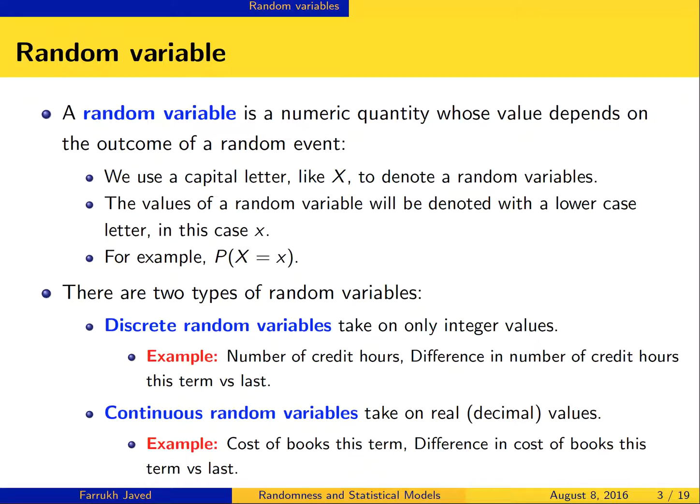Discrete random variables take on only integer values, like the number of credit hours in this course, or the difference in the number of credit hours in this term and last term. Continuous random variables take on decimal values as well, like the cost of books used in this term, or the cost of a book used in this course, or the difference in cost of books this term versus the last term. So that's how we define random variables in a discrete or a continuous setting.